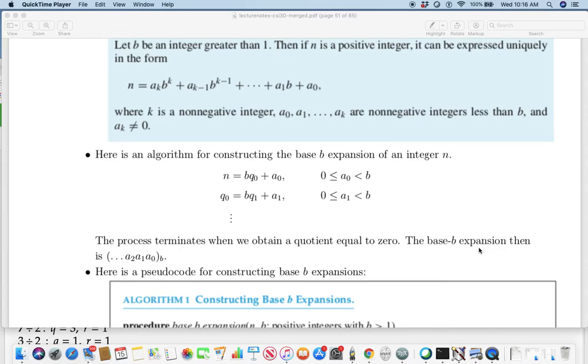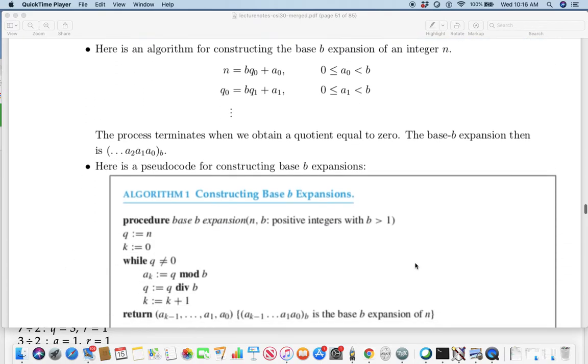The base b expansion then is, you start from the right-hand most. That is, the very first remainder goes on the right. The next remainder goes to the left of your original remainder, and keep going. So you write from the right-hand side onwards.